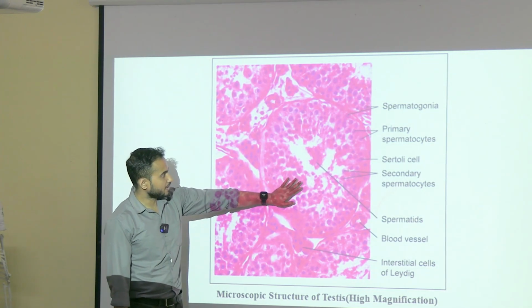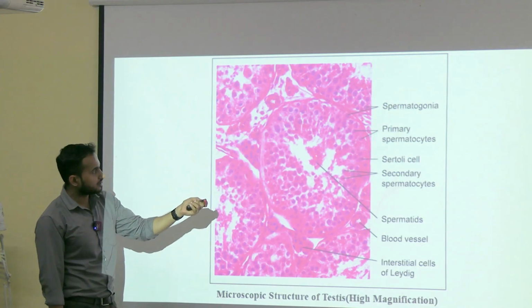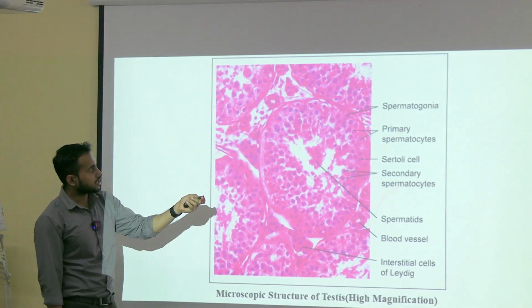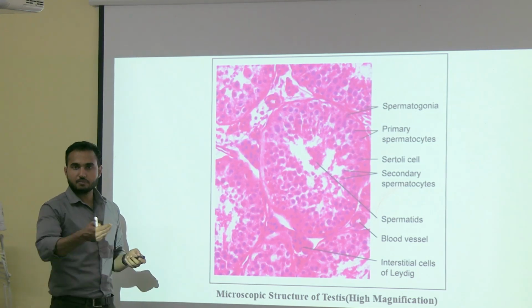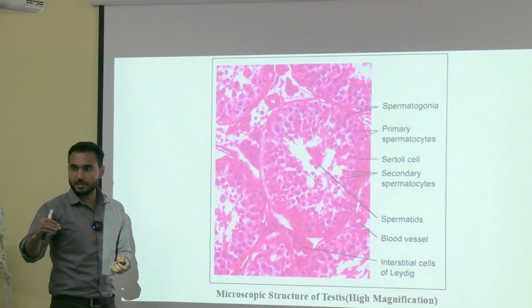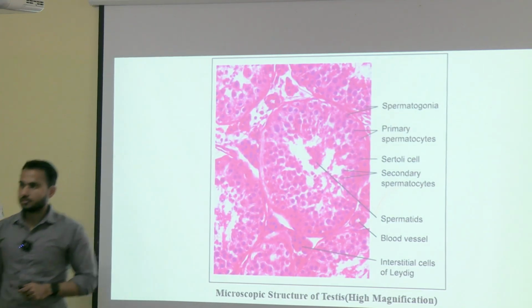Next, if you concentrate over here, what can you see? Can you see the spermatids at the center? And if you see the Sertoli cell at the basal part, then you can see the primary spermatocytes. You can see the spermatogonia. According to the arrangement I have mentioned, you can see the cells present over here.